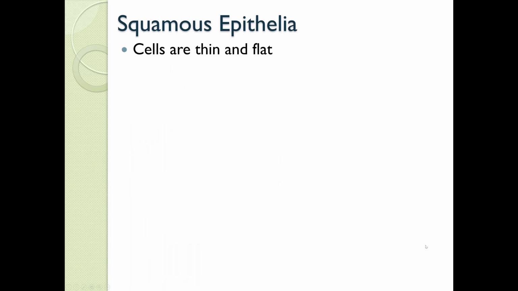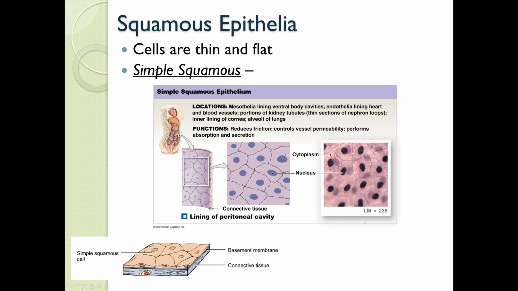All right, so squamous epithelia, the cells are thin and flat. And the first type of this type of epithelia is simple squamous. So again, remember, simple means 1 layer. So we are talking about a single layer of flat, thin cells atop the basement membrane, and then in all cases, epithelial tissue is going to have connective tissue underneath it. So you do need to know the location and functions of all of these tissue types.